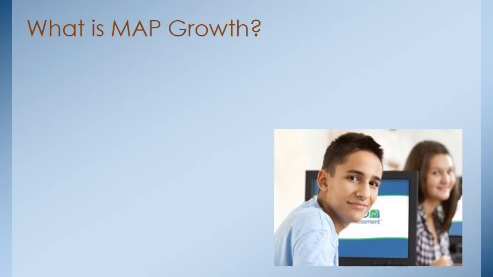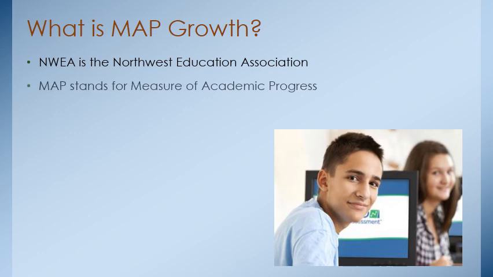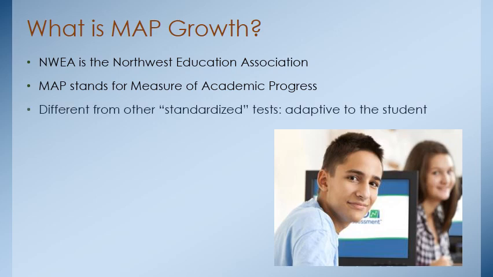A little background information as we begin. NWEA stands for the Northwest Education Association, and MAP is an acronym for Measure of Academic Progress. MAP is significantly different from other standardized tests in that the assessment is adaptive to each student. The test begins with a mid-level question appropriate to the student's grade level, and then adjusts the following questions to be easier or more difficult based on the student's responses.